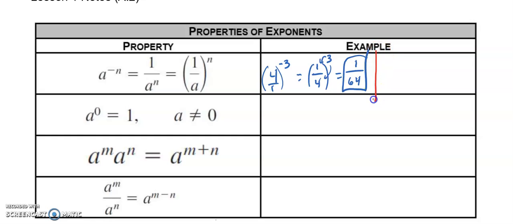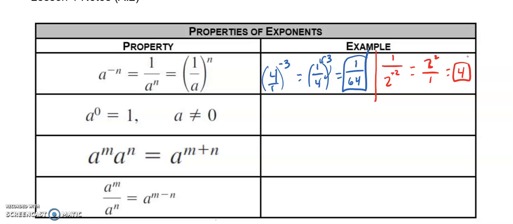So let's take a look at one other version of something like this. If I had 1 over 2 to the negative second power. All right, I can take this 2 that has a negative exponent, I can swing it up to the numerator, do the reciprocal, and it would be 2 to the second over 1. Or in other words, 2 to the second, which is 4.